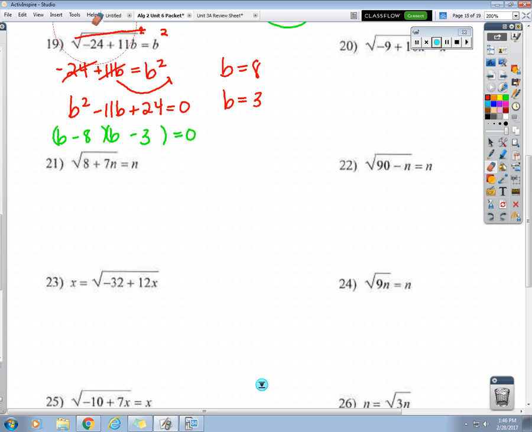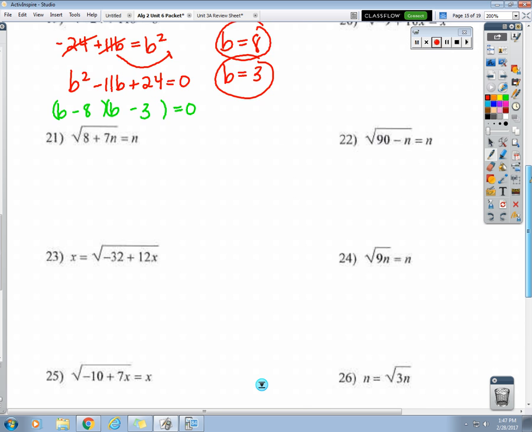Okay, so now check them both. Plug in 8 into both b places and make sure it works, and plug in 3 into both. When you type in 8 in all of this, you should get 8. When you type in 3 in all of this, you should get 3. Okay, so go ahead and type them in. One of them is extraneous.